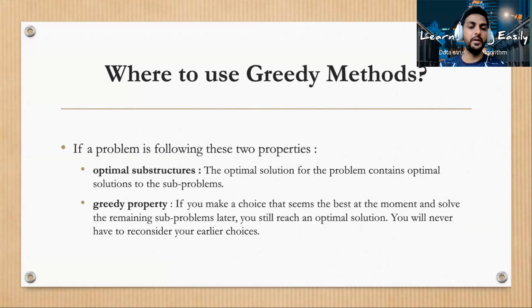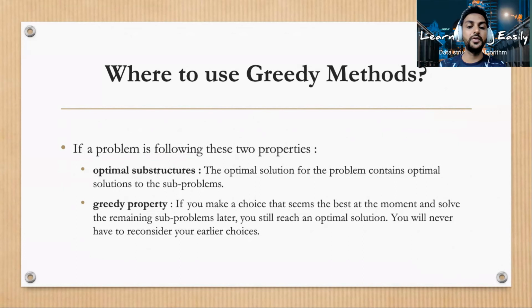So always think about a problem. If a problem is following two properties, one is the optimal substructure, second is the greedy property. Optimal substructure is very simple. The optimal solution of the problem contains optimal solutions to the subproblems. So what does it mean? Let's say you want to find the optimal solution with the help of n objects. If you remove one object, the optimal solution of the subproblem should give you the optimal solution of the main problem. If you feel this kind of problem, it means that problem is following the property of optimal substructure.